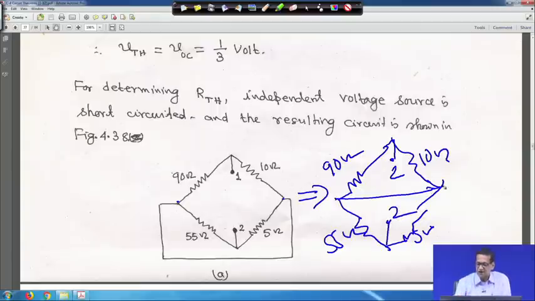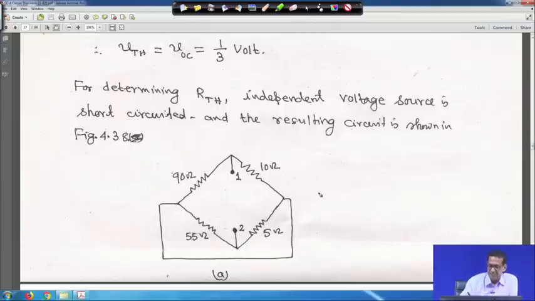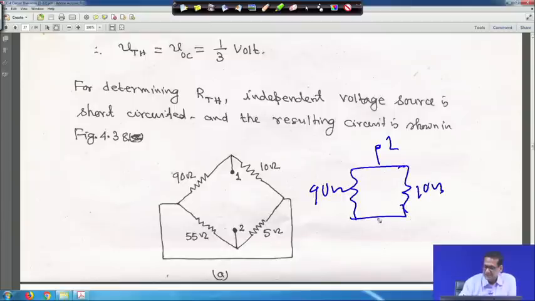So, these two are shorted. If it is so, that means as these two points are shorted, the 90 and 10 have clubbed together. 90 and 10 are in parallel and 55 and 5 are in parallel. So, if we redraw this circuit again, this will be terminal 1 and this will be your 90 ohm and this will be your 10 ohm. This is your common terminal and this will be your 55 ohm and this will be your 5 ohm, and this is terminal 2, right.